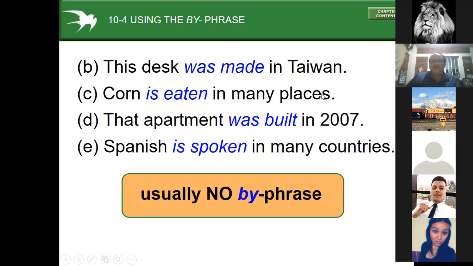Spanish is spoken in many countries, obviously by people, right? Usually, no by in these cases. Usually, that's why you say not always, right? Usually, there are exceptions.